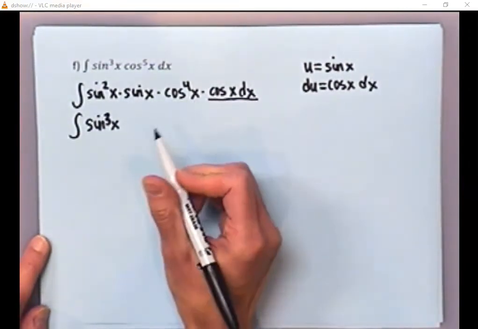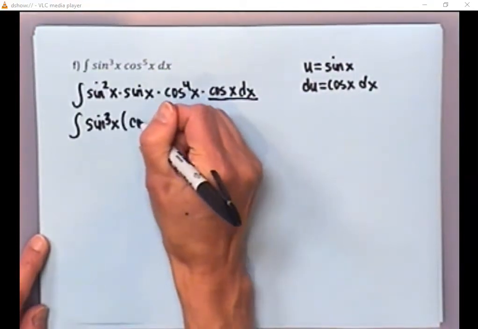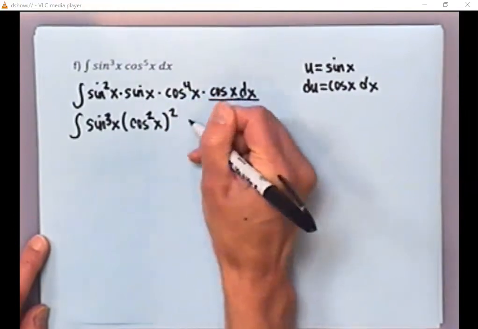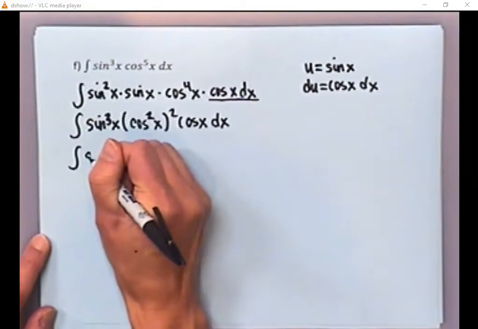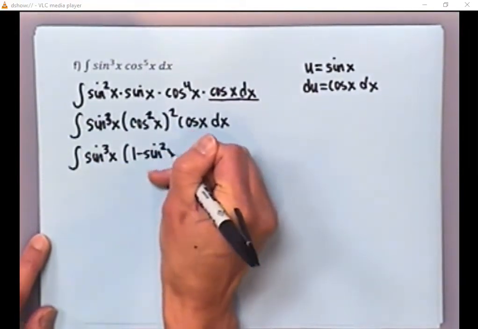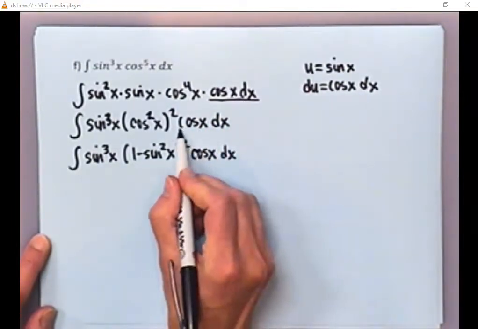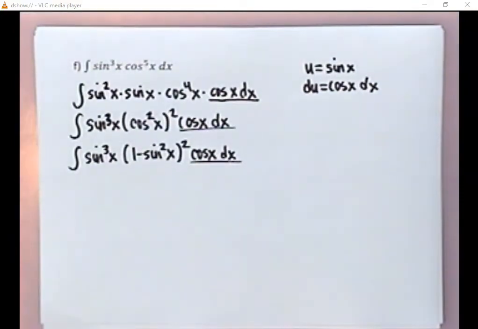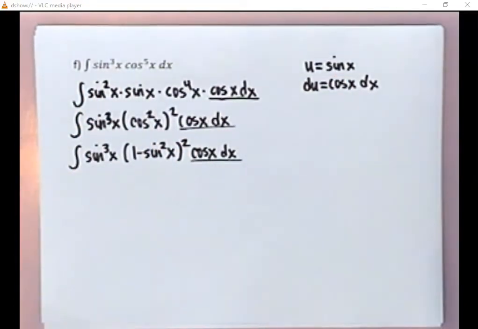So remember, we can make this into sine squared squared, or cosine squared squared, and then use the Pythagorean identity, which is 1 minus sine squared. Remember, I'm separating this out, leaving that cosine x dx because that's my du. So now I'm trying to write everything else in terms of the sine, so those can all be written as u's.